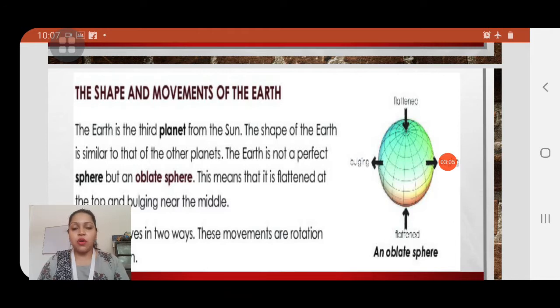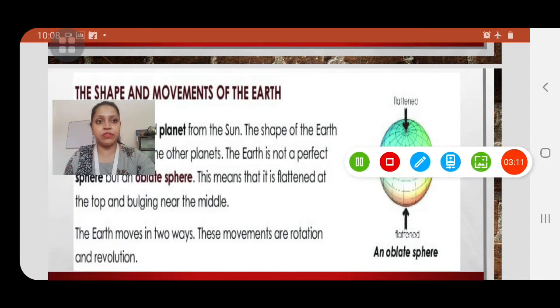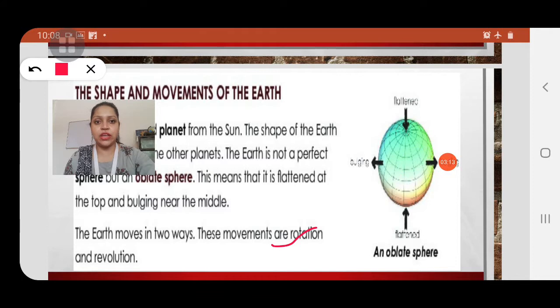And what are the movements of the earth? The two important movements of the earth are rotation and revolution. What is rotation? Rotation is the movement of the earth on its own axis. The earth takes 24 hours to complete one rotation, and rotation causes day and night.